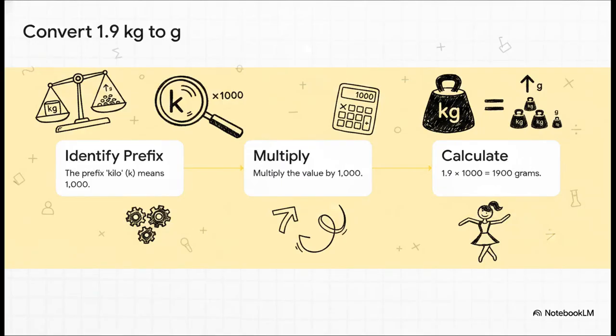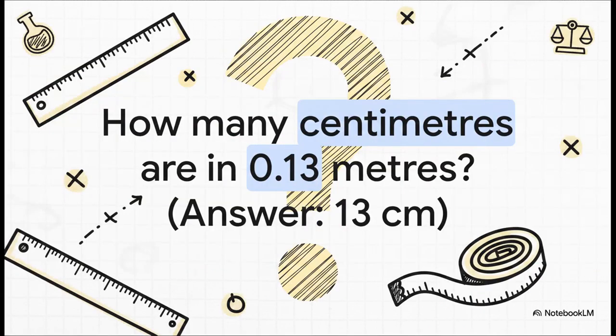And once you get the hang of these prefixes, converting between units becomes super simple. Let's take 1.9 kilograms. Well, we know kilo means 1,000, right? So we just multiply 1.9 by 1,000 and bam, you get 1,900 grams. It really is just a simple 2-step dance. Figure out what the prefix means and then multiply or divide. That's it.